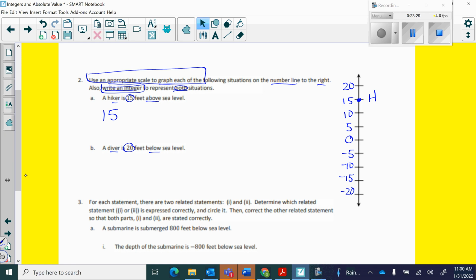Now, what integer would I use for my scuba diver who's 20 feet below? Emma? -20. So where is that going to be on my number line? Where it says -20. Again, make sure your dot is directly on your line, not to the left or the right, not above or below the 20. Yeah, it would. When I graph the point, it should be right on the number line. Okay?